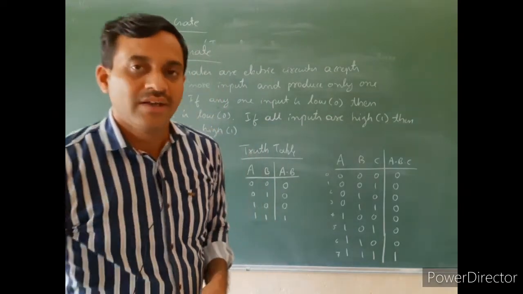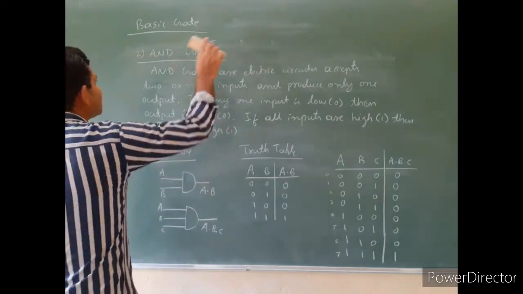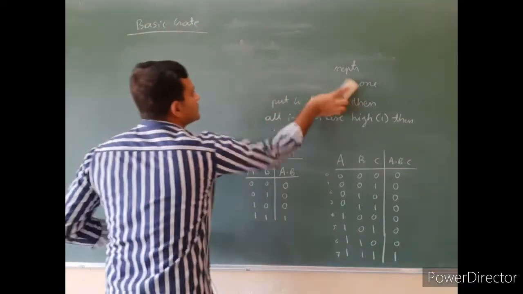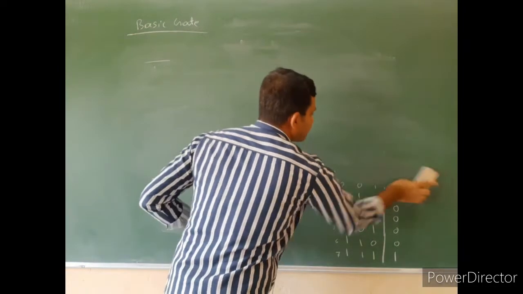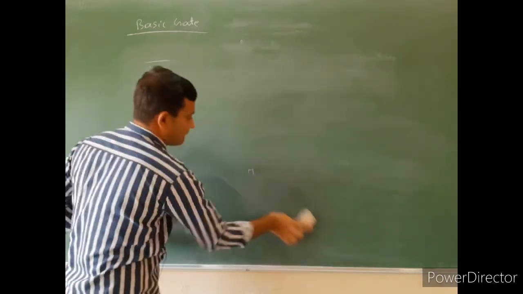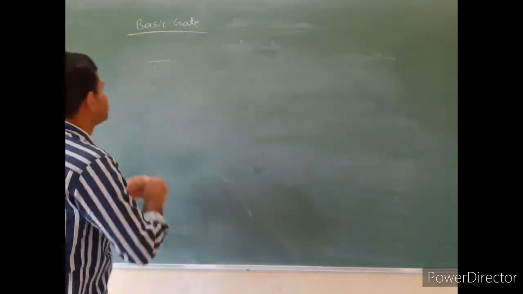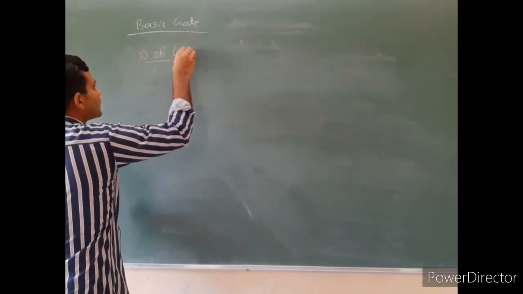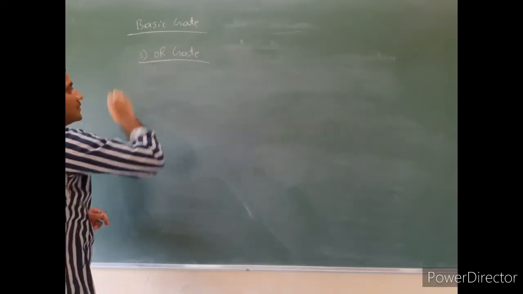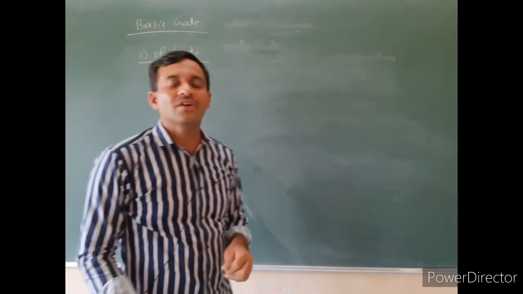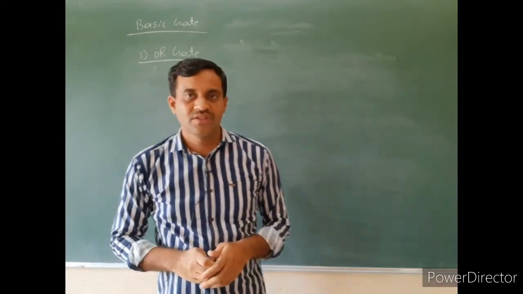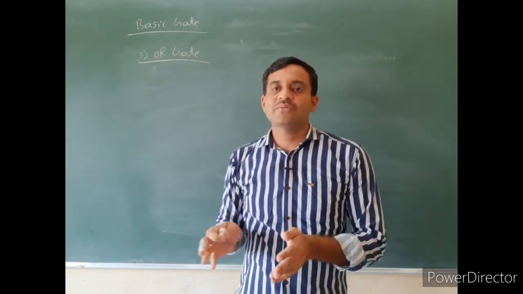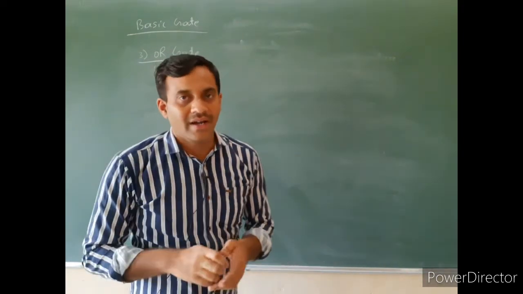Let's see the next basic gate, that is the OR gate. Third one, OR gate. The output of the OR gate is the logical addition of the inputs. So just as the output of the AND gate is logical multiplication, the output of the OR gate is logical addition.